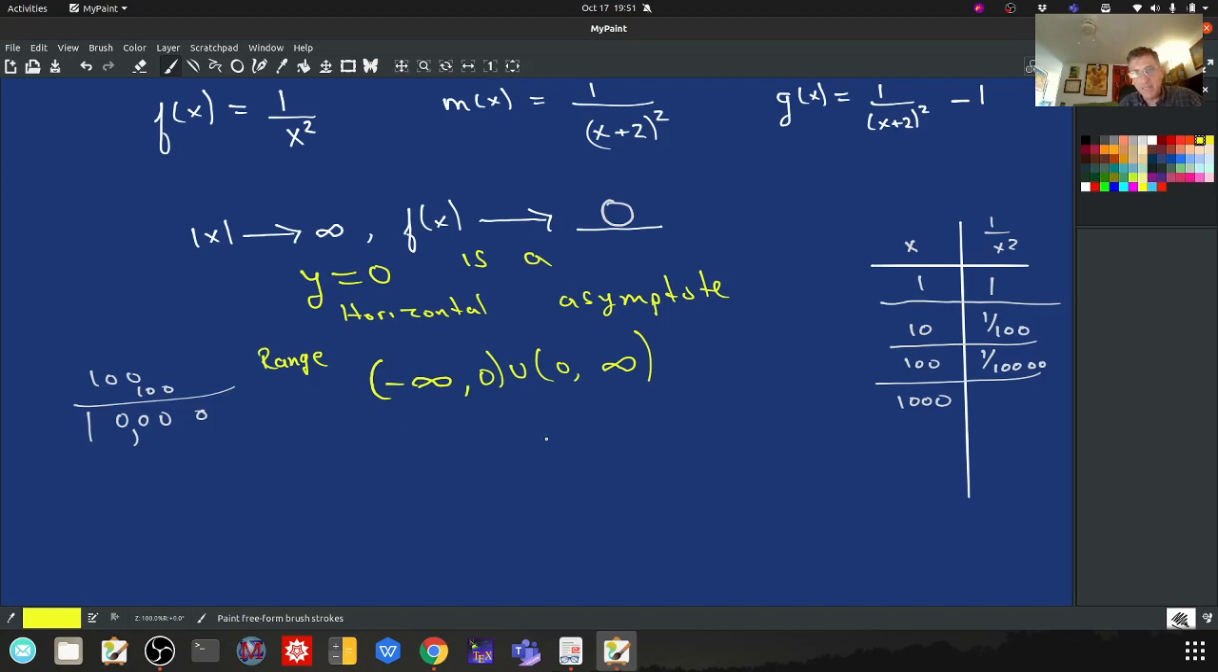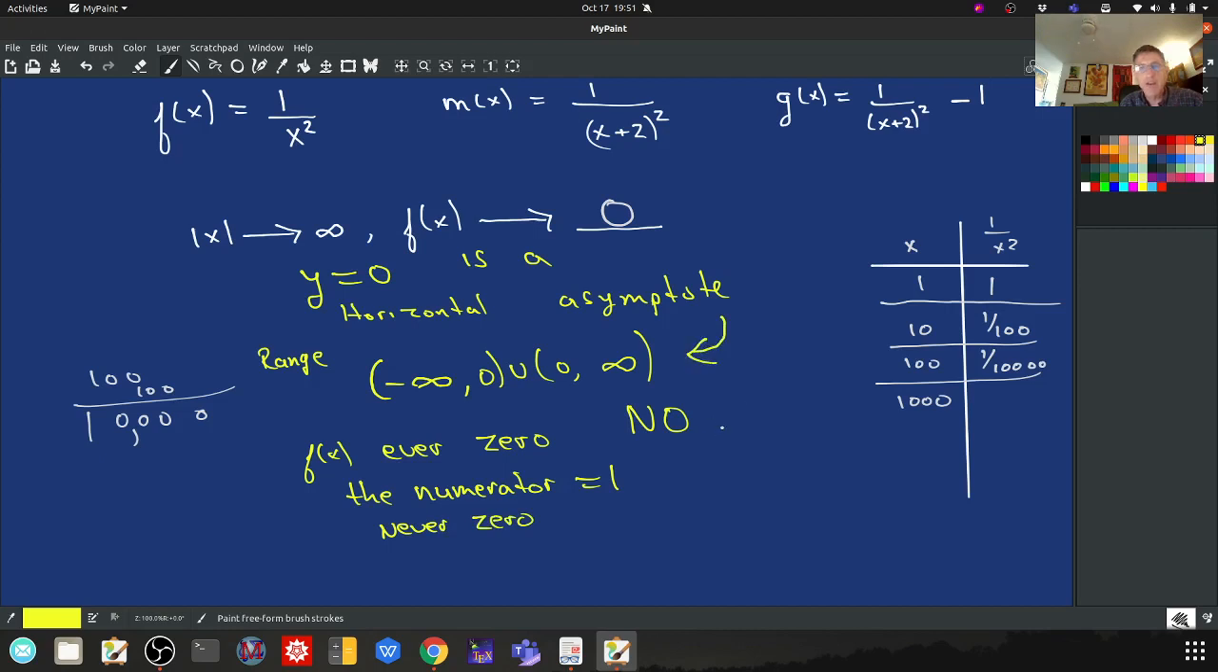So, at any rate, we can ask the question, is f of x ever 0? No. Why? Because the only way this can be 0 is if the numerator is 0. But the numerator is 1, and that's never 0. So this indeed is our range.